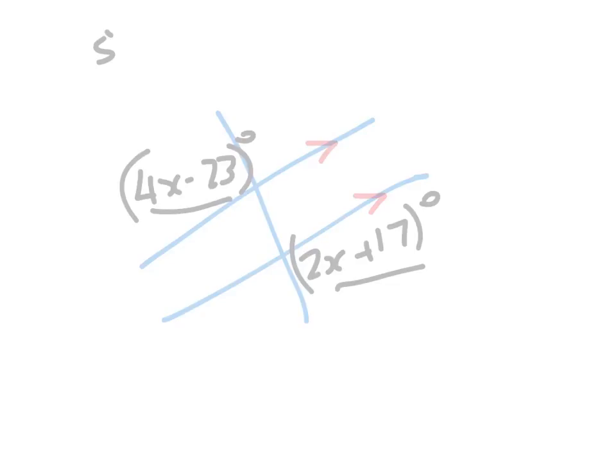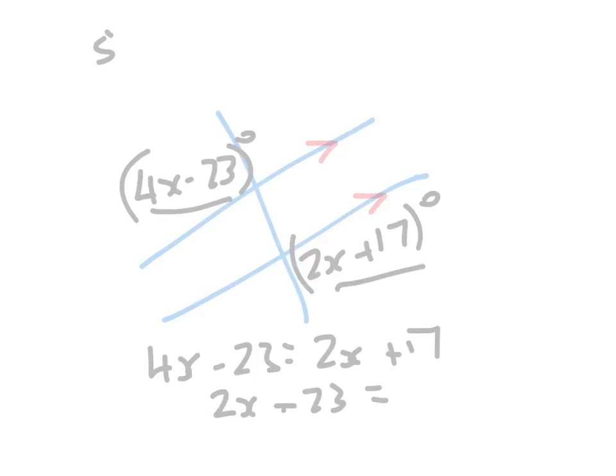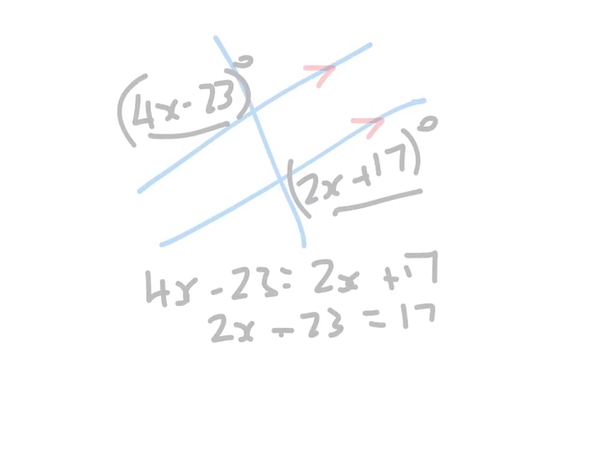You know that alternate exterior angles equal each other, so you're going to set the expression 4x minus 23 equals 2x plus 17. Okay, you're going to solve, so you subtract the 2x from both sides, so 2x minus 23 equals 17. You are then going to add 23 to both sides, so 2x equals 40, x equals 20. Now according to the question, that's all you need to do. You had to find x.